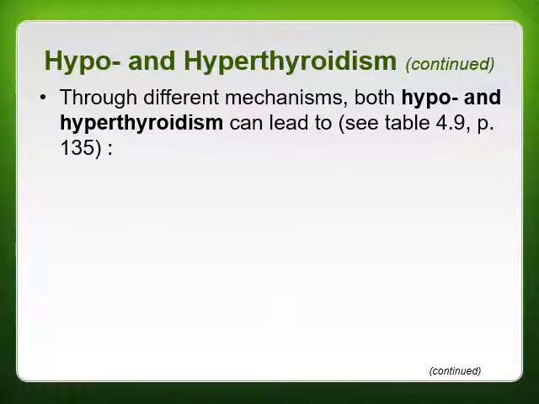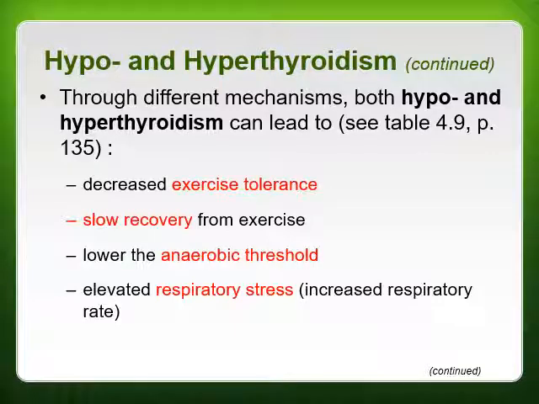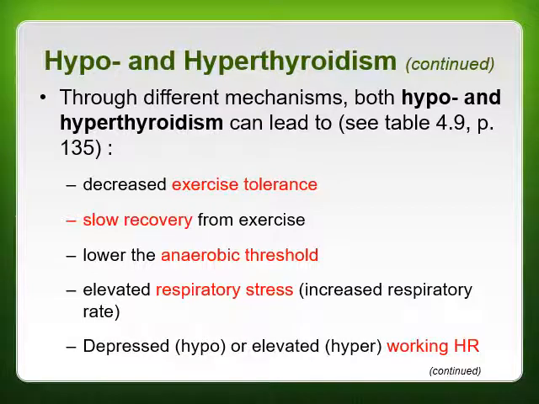Now, they do have different mechanisms, but they can both lead to a decreased tolerance of exercise, slow recovery from exercise, a lower anaerobic threshold, and elevated respiratory stress, so increased respiratory rates, so having to take more inhalations and get more oxygen more quickly. It can also mess with your heart rate, either take it down or take it up.